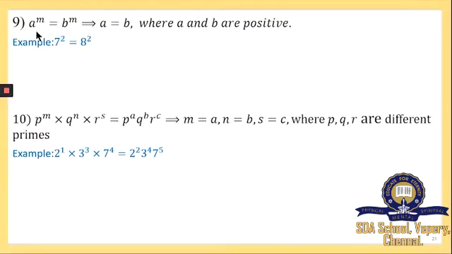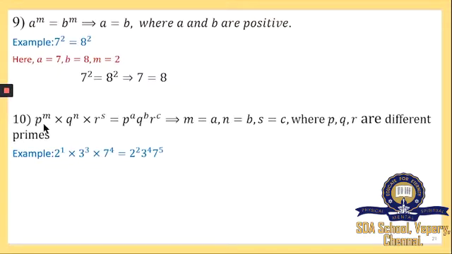The next law is, if a power m equals b power n, then a equals b. Here if you have same exponents we will equate the bases. So based on this the example given here is 7 square equals 8 square. So here we have same exponents but different bases, right? So applying the values of a, b and m in the law, we have to equate the bases, right? So here the bases are 7 and 8. So when you equate the bases you will get 7 equals 8.